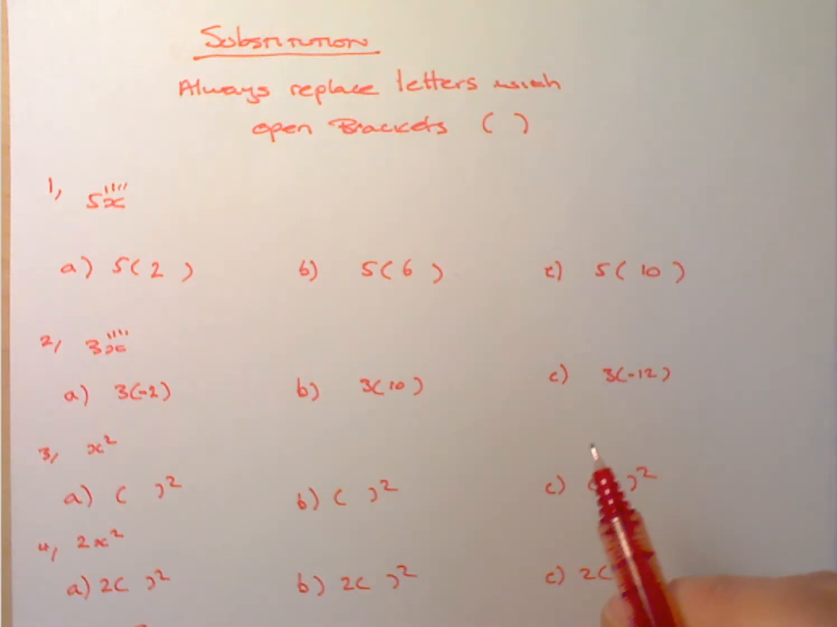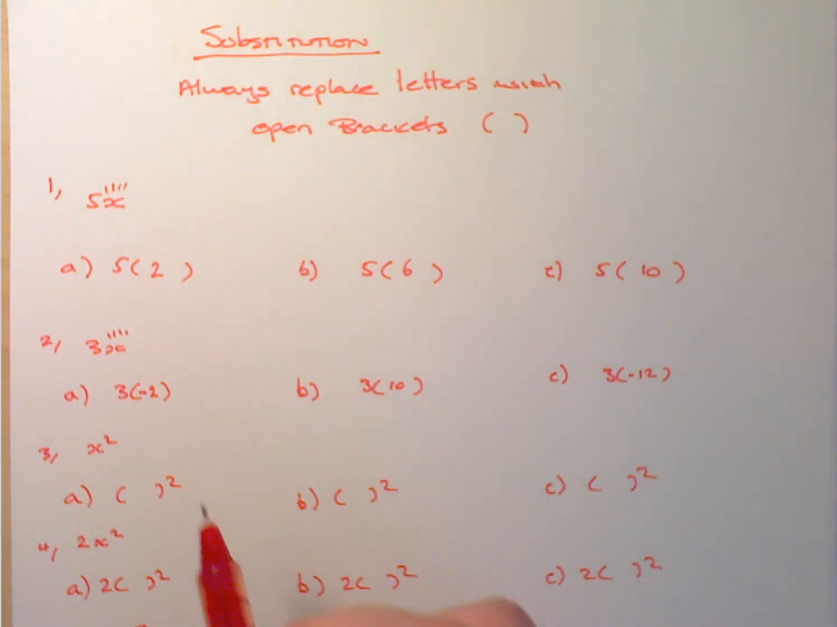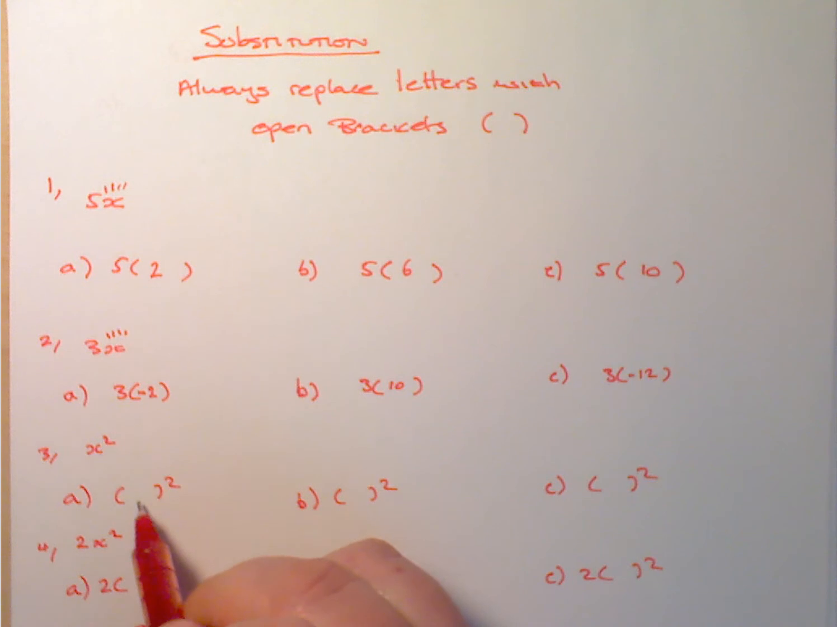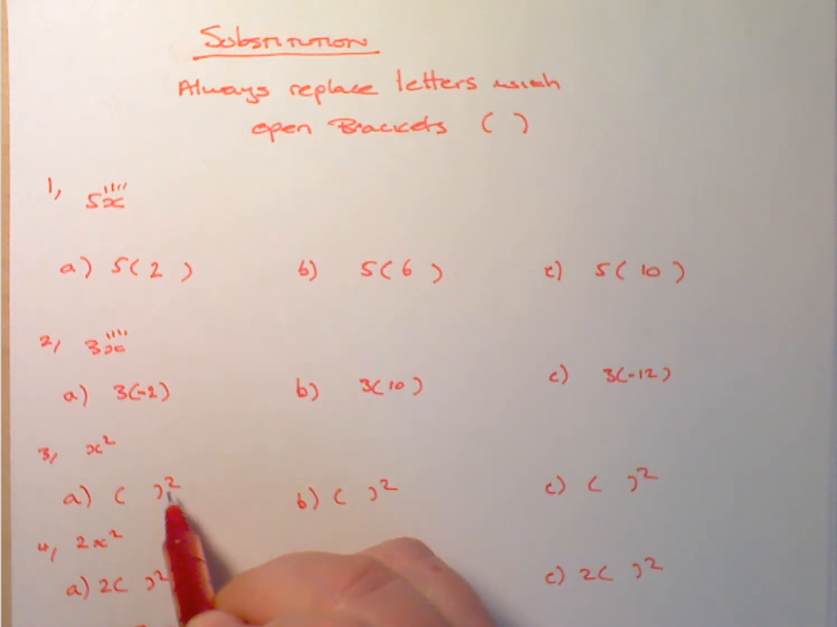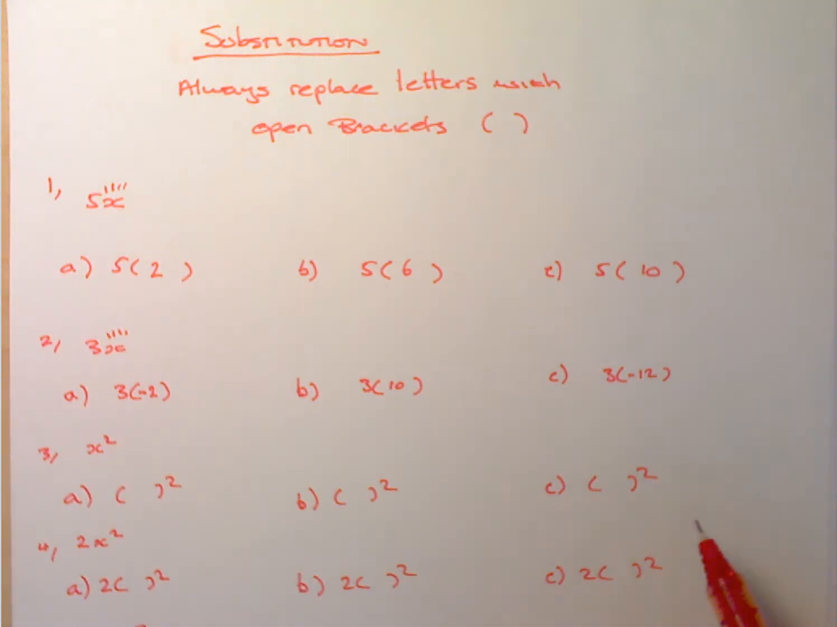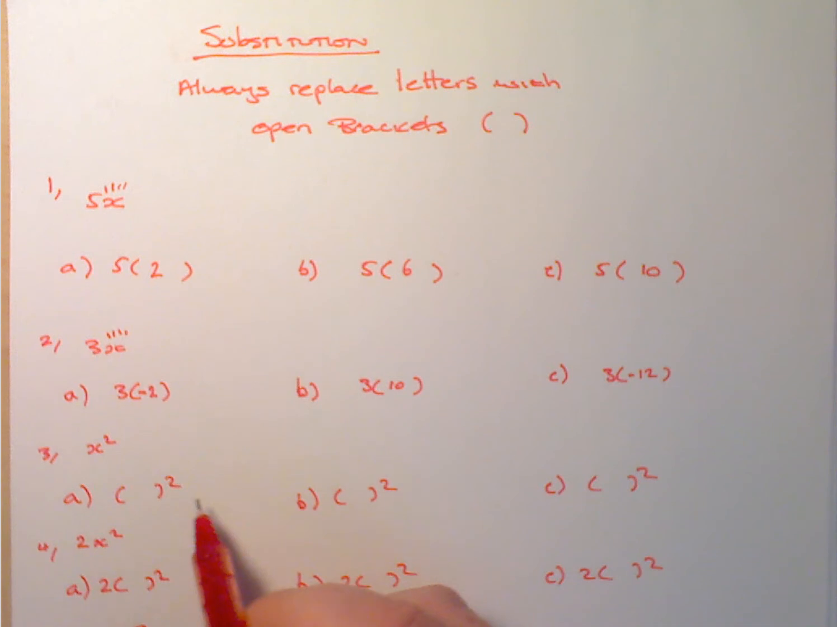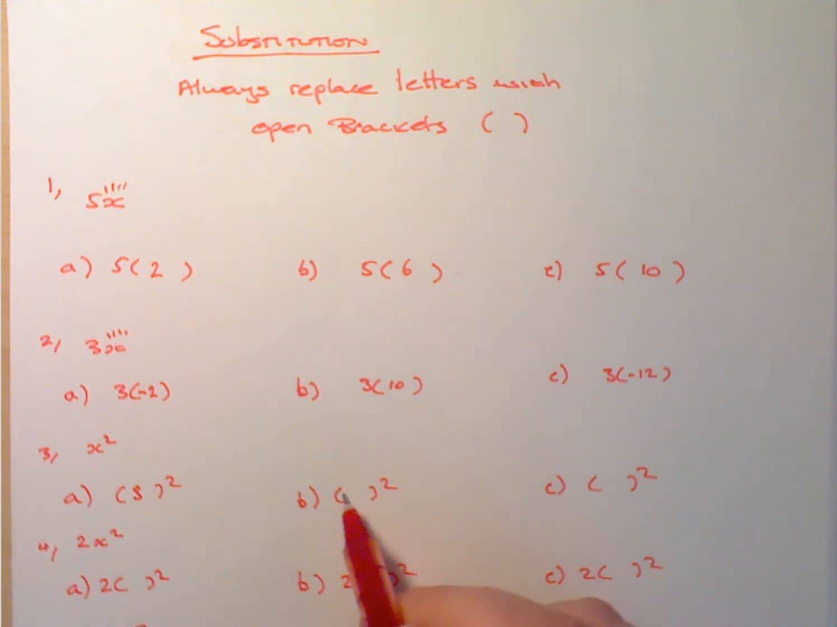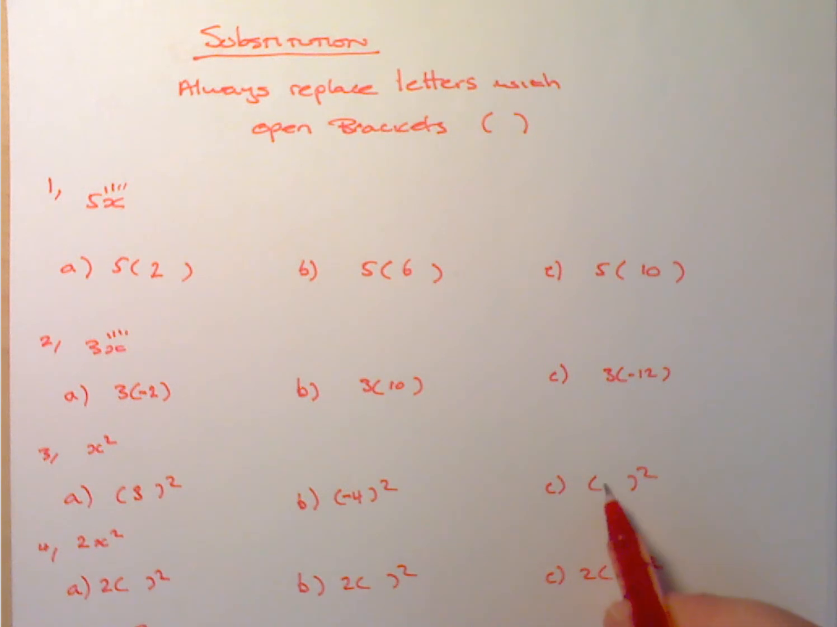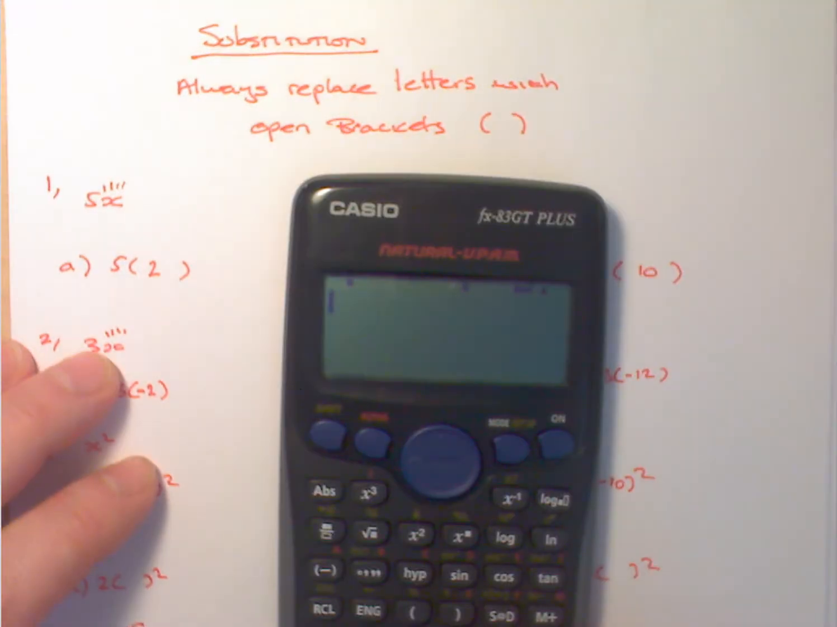And here in number 3, we've got x squared. So I've done open brackets squared. And now I've done that 3 times. And they want me to substitute 3 in for x, substitute -4 in for x, and substitute -10 in for x. And these are really good examples of where, if you don't use brackets, you will make a mistake. Well, if we just go through here, we can just use our calculator.